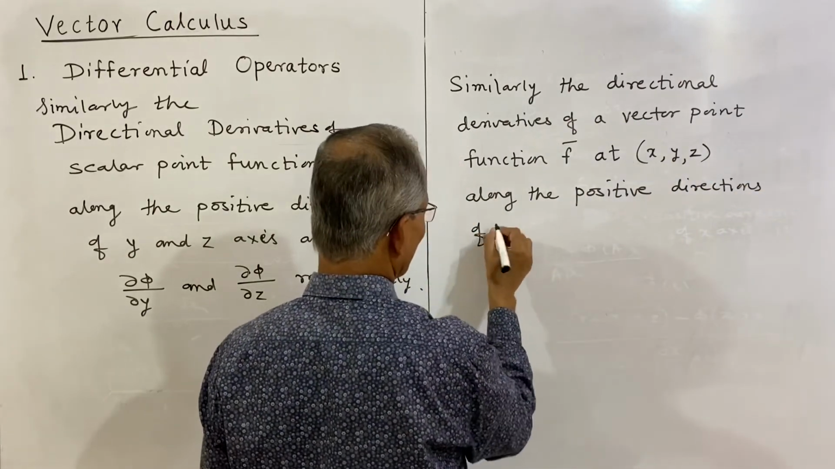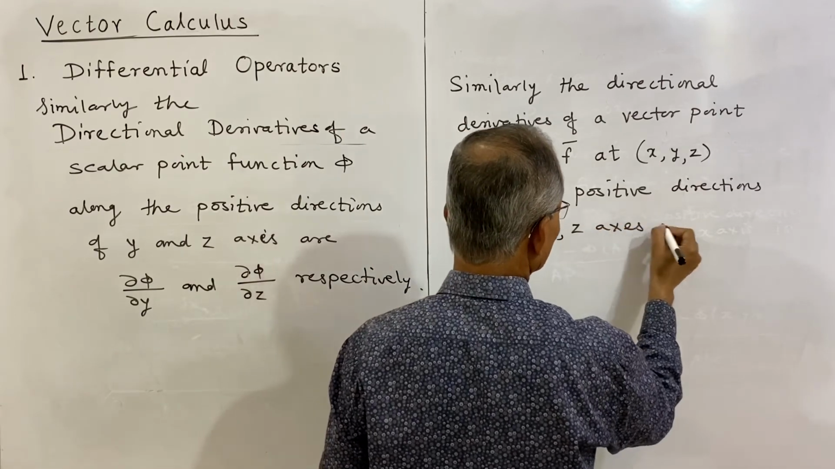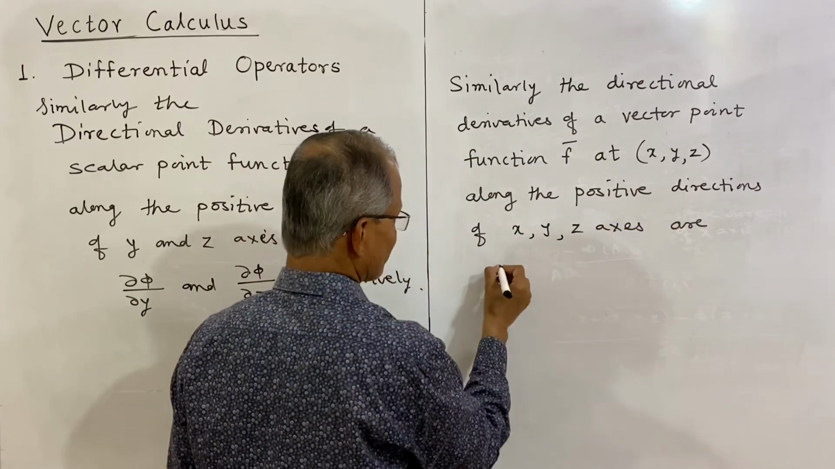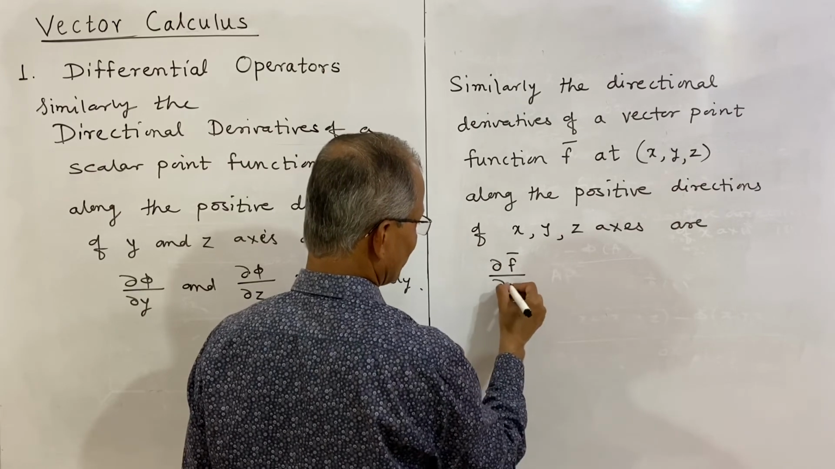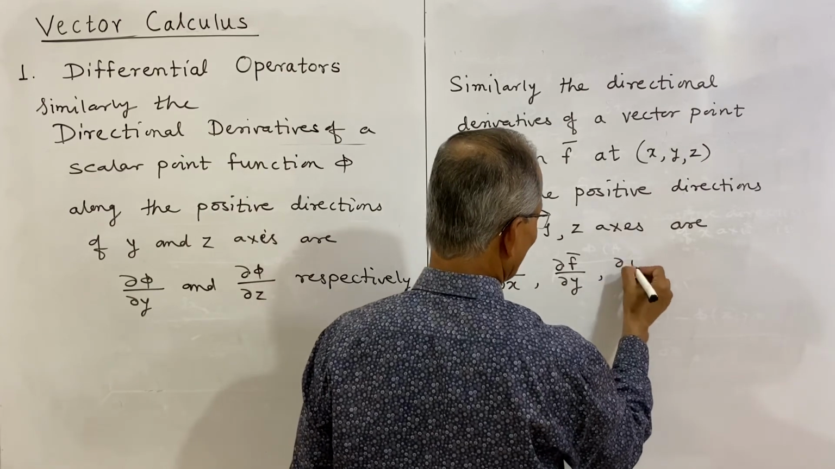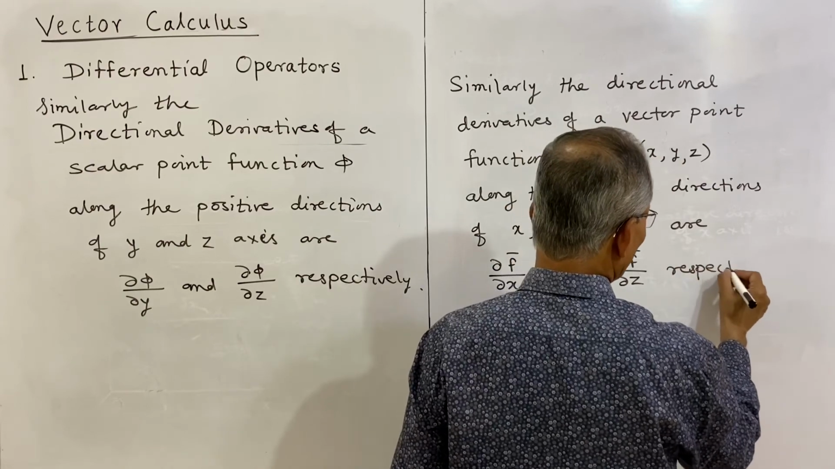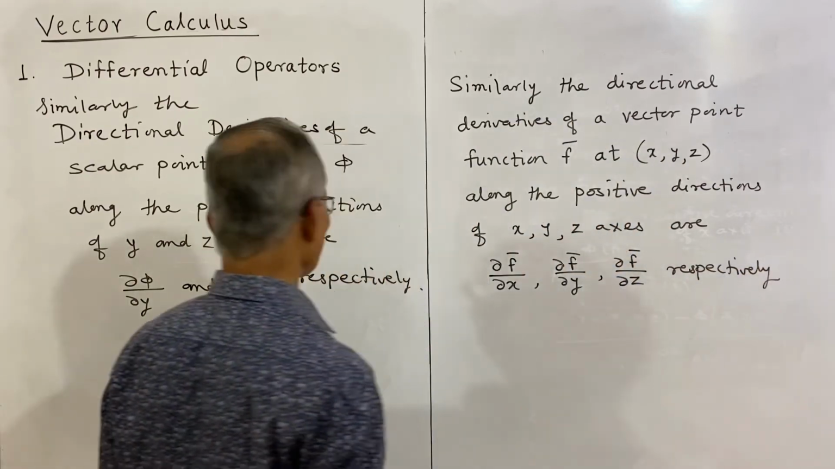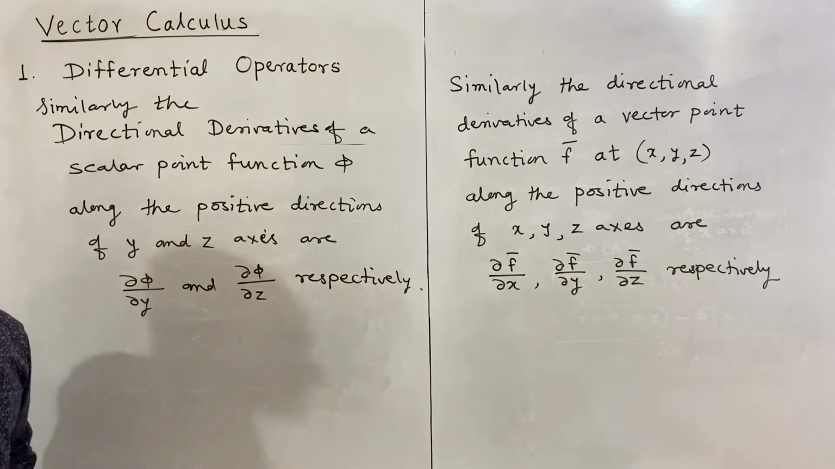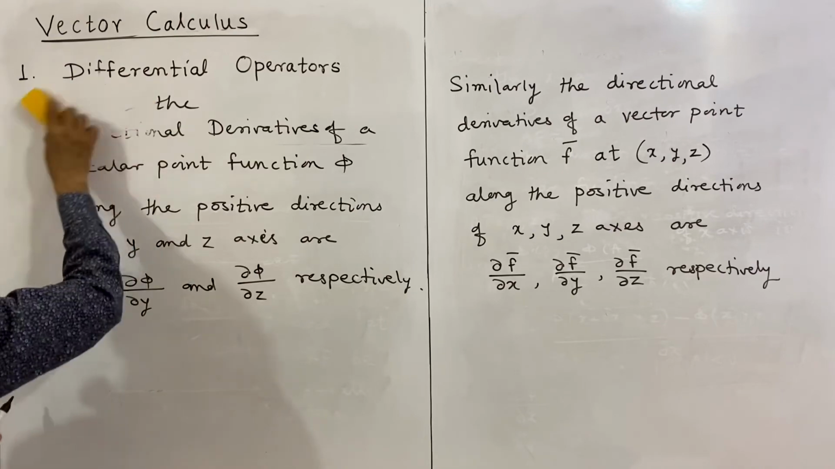of the x, y, z axes, they are dou f bar by dou x, dou f bar by dou y, and dou f bar by dou z respectively. Only we have to change phi to f bar. Exactly the same result we shall obtain. So these are the directional derivatives of scalar point function and vector point function along the coordinate axes.